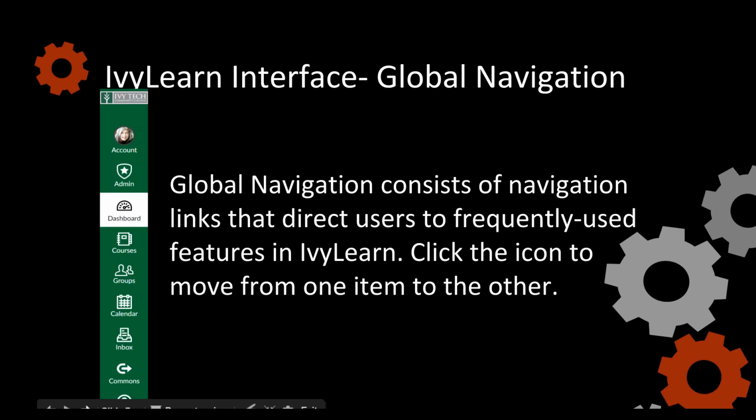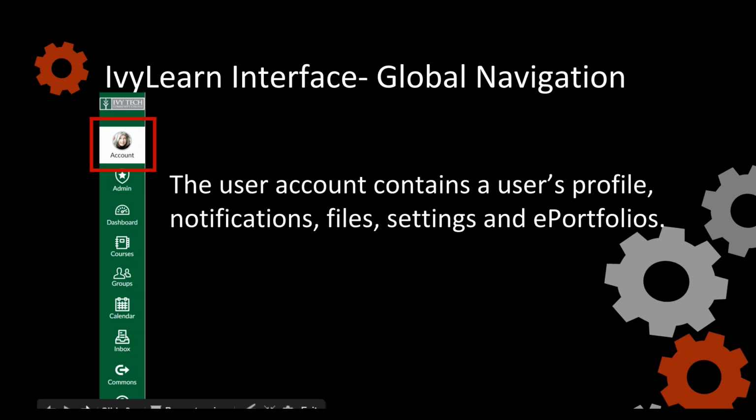Let's take a brief look at what the global navigation menu looks like. It's a series of buttons on the left-hand side of the page. We're going to click from one icon to the other. In just a few minutes, we'll go into the live demonstration and the live platform of IvyLearn, and we'll click around in there as well. At the top of the global menu, you'll have your account button. The account button contains a user's profile, notification settings, files, and also access to your ePortfolio area.